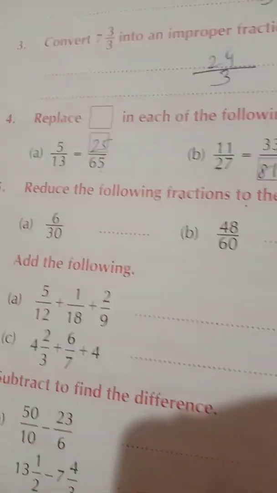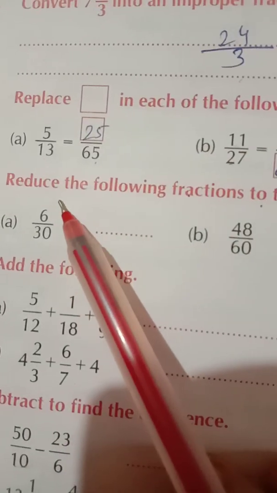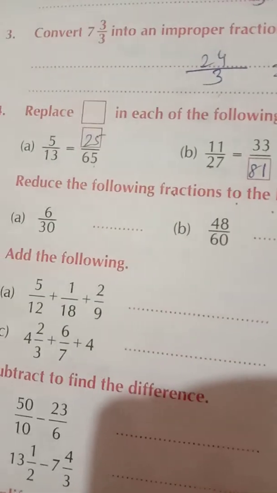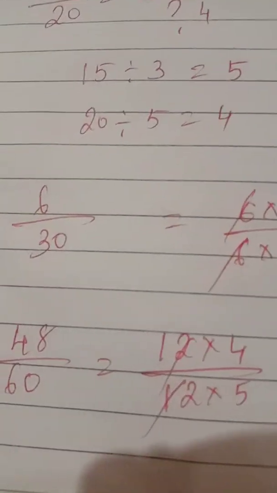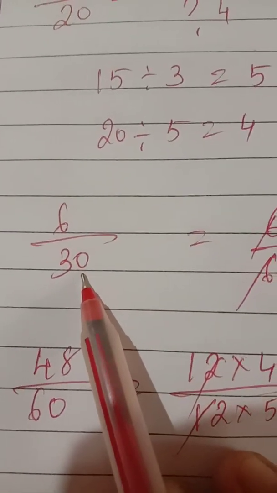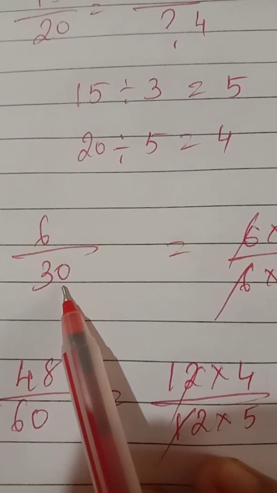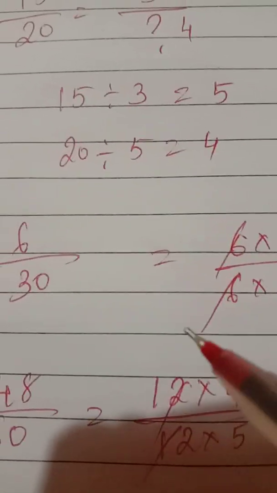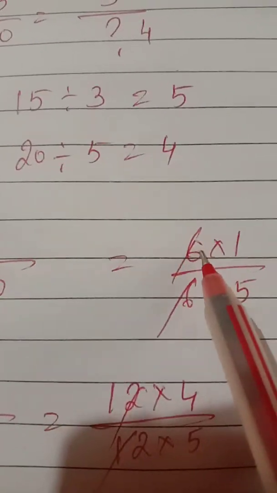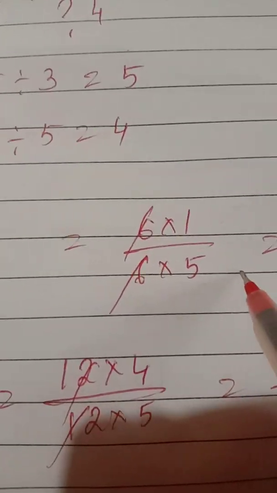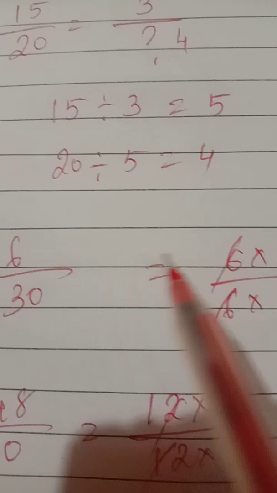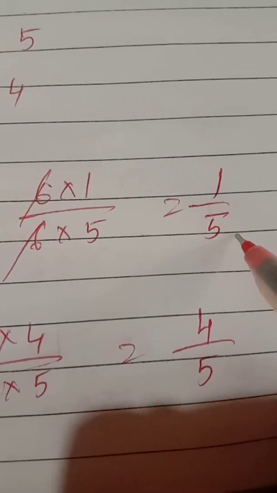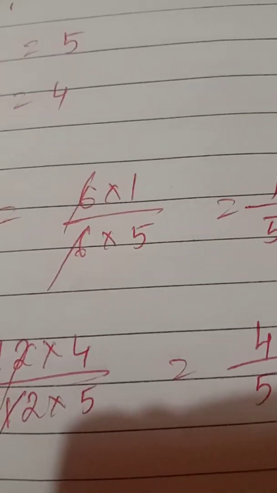Next is the reduced form. Reduce the following fraction to the lowest form. It's also a very important topic, reduced form, 6 upon 30 given. So if it is asking for the reduced form, that time we have to divide the numerator as well as the denominator by the same number. Here I applied 6 1s are 6 and 6 5s are 30. That means both numbers are divided by 6. So 1 upon 5 is the lowest or reduced form of the previous fraction.